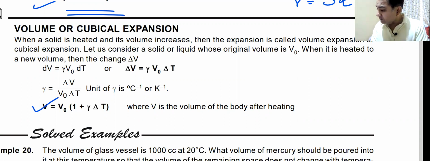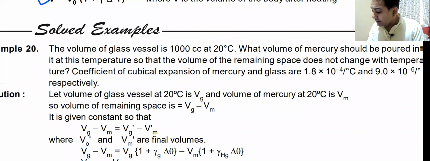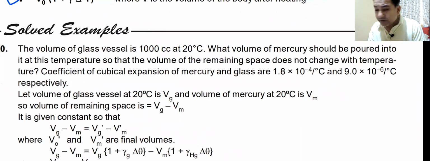I can just go ahead and do a question, and the question in this category can be of a different type. So this is one question that is there in our examples, and this is the question that we are going to do. Remember, you only get one chance to read the question, one chance, do it correctly. The volume of a glass vessel is 1000. This is a glass vessel at 20 degrees Celsius.